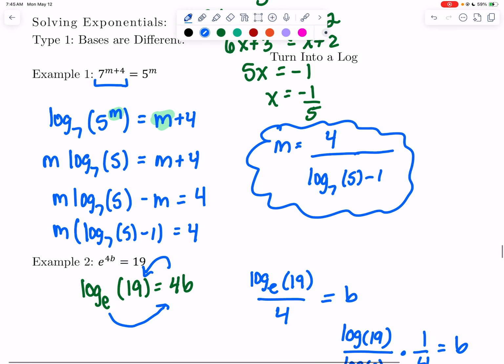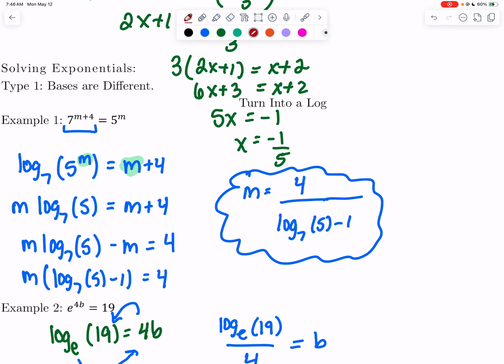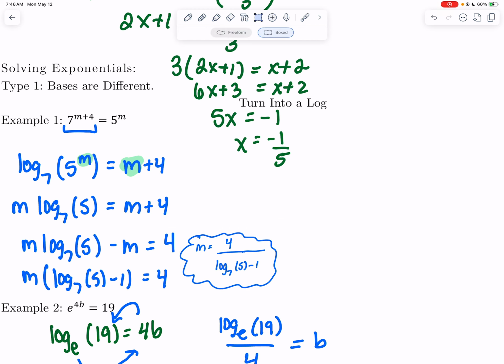Now, even though there weren't a lot of steps to it, you just have to figure out that if we have 2 different bases, we're going to convert this into a logarithm, and then you have to use your properties. In red, I'm going to do the same thing, but now I'm going to have 5 as my base. So now I'm going to have log base 5 of 7 to the m plus 4 is equal to m.